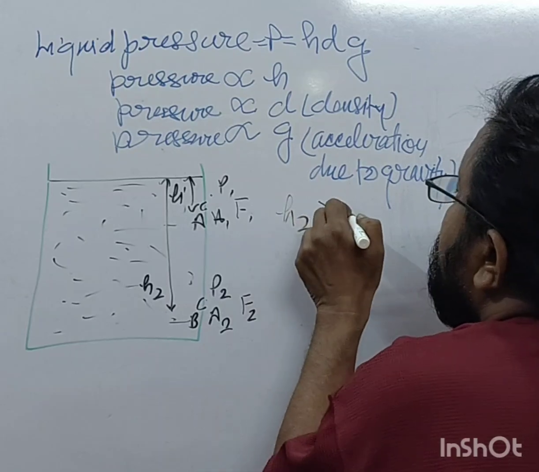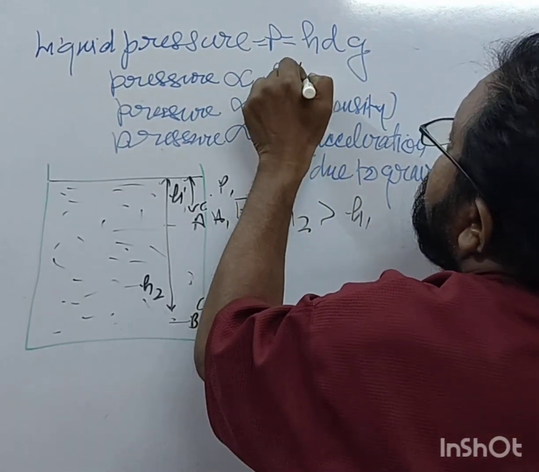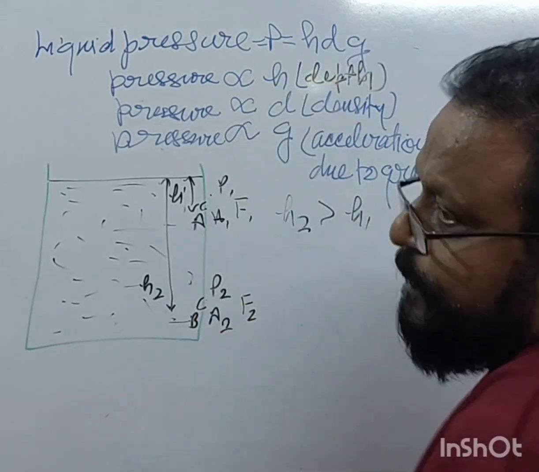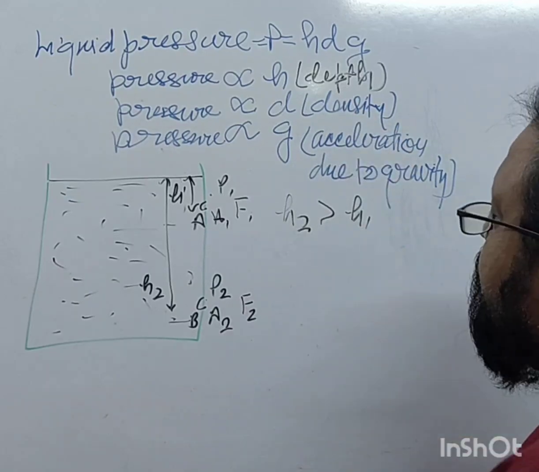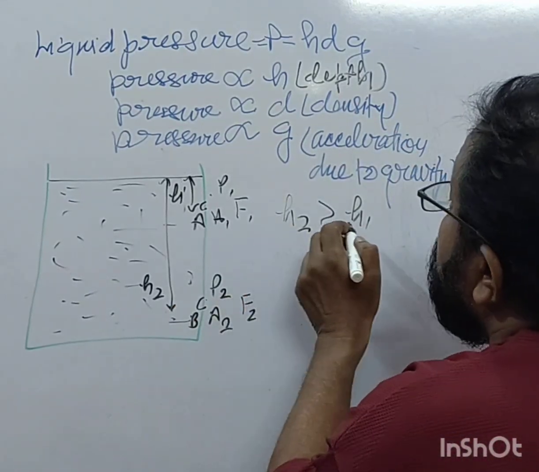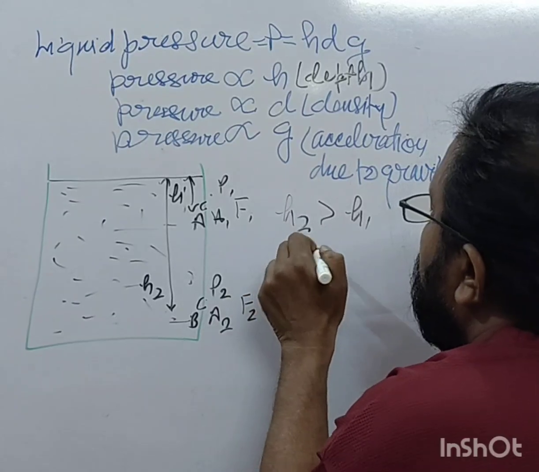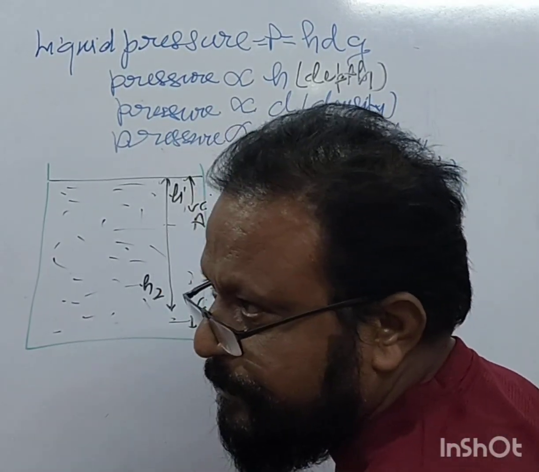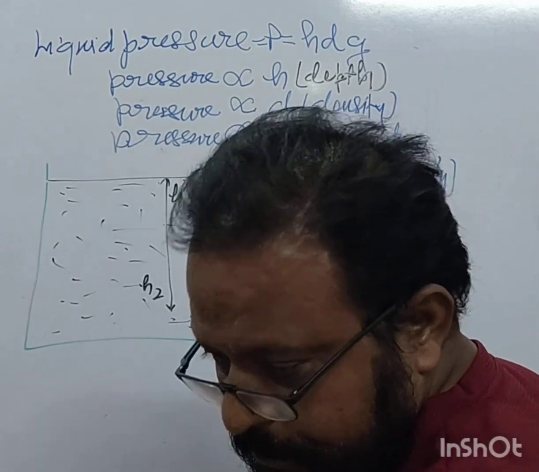H2 is greater than H1. Their height means there is depth. Here in pressure, H is depth basically, right? So H2 is greater than H1, so P2 will be greater than P1, right? This we studied, right?